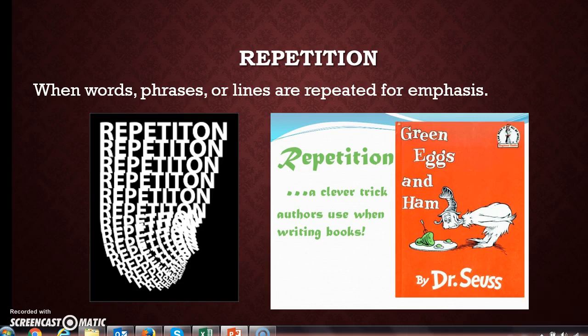Another word that we're going to be using a lot to discuss poetry is repetition. Repetition is when words, phrases, or lines are repeated for emphasis. You see this a lot in the music that you listen to. Oftentimes a chorus will be repeated and repeated because they want you to remember that part of the song. They want it to get stuck in your head, and oftentimes that's a part that really holds a lot of meaning. So poets use that same strategy in poems.